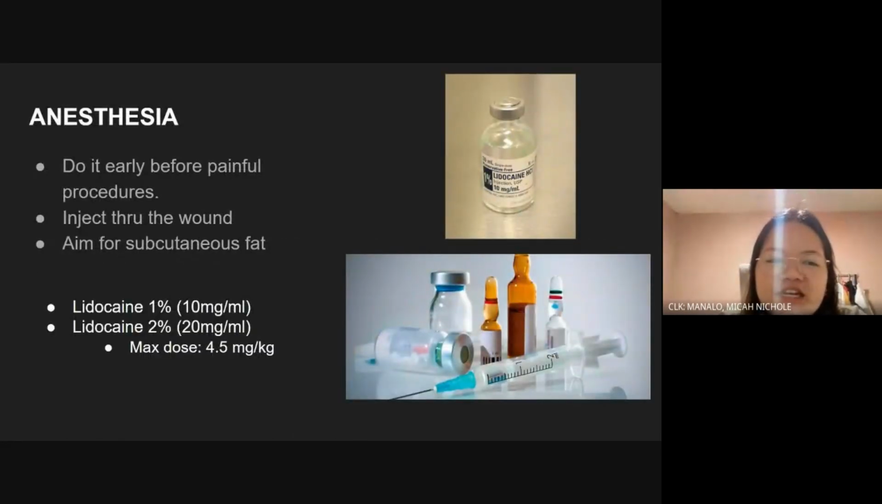So, for the anesthesia, we do it early before painful procedures. It is injected through the wound, and we aim for the subcutaneous fat. Lidocaine 1% 10 mg per ml, or lidocaine 2% 20 mg per ml, with a maximum dose of 4.5 mg per kilogram. Next, please.